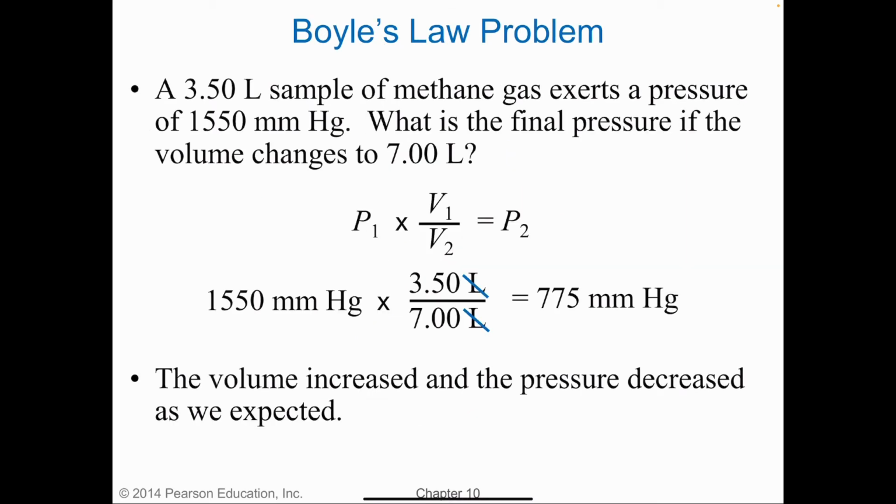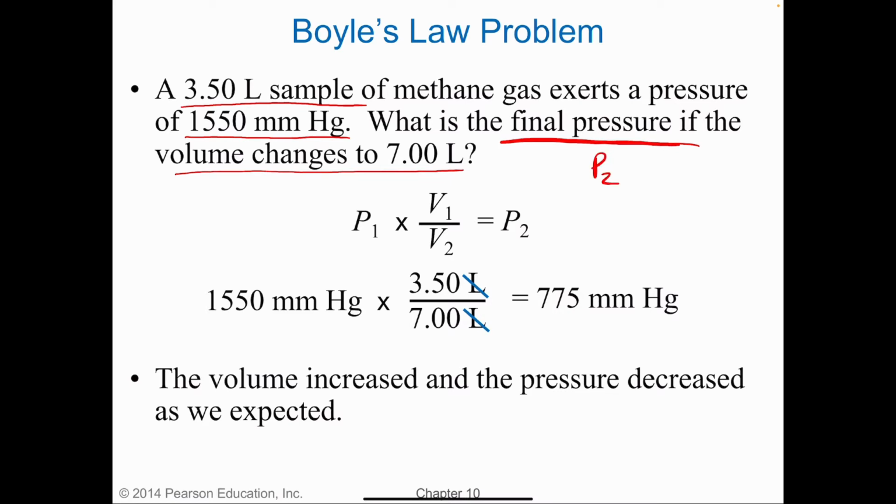Let's actually solve a real problem. It says a 3.5 liter sample of methane gas exerts a pressure of 1,550 millimeters of mercury. What is the final pressure if the volume changes to 7.00 liters? The challenge with these types of problems is just identifying what's P1, what's V1, what's V2, and what I'm solving for. Since this says what is the final pressure, I'm going to call that P2.